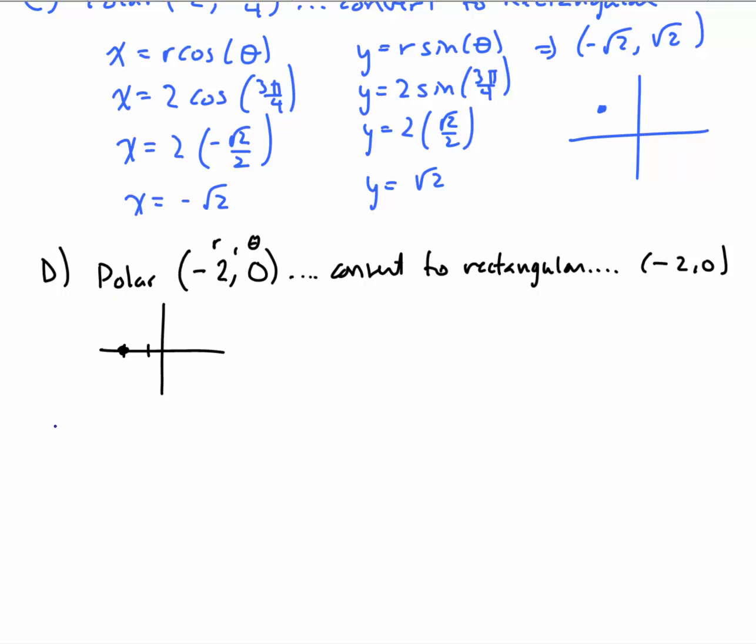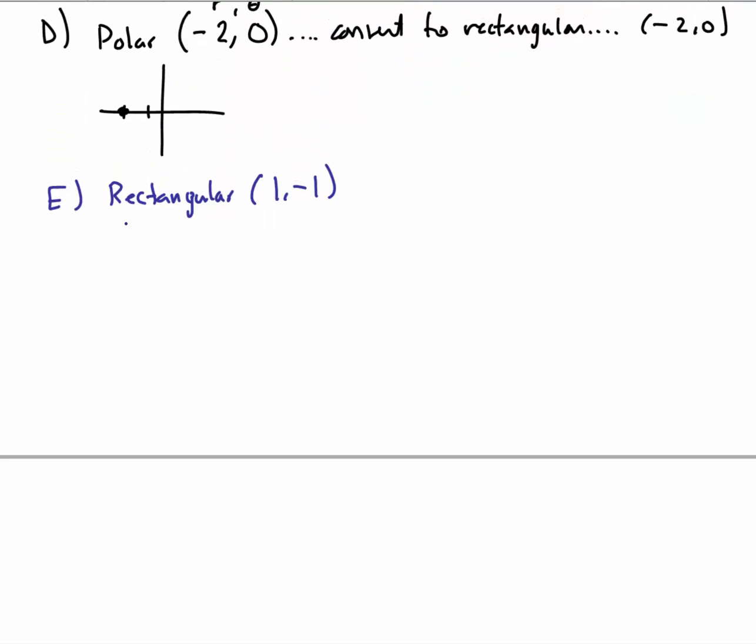Okay, let's go ahead and look at a point E. This is a rectangular point (1, -1). So again, I always like to plot these first just to kind of get an idea where I'm at. We haven't plotted these yet. So this is (1, -1). So it should be somewhere down here in the fourth quadrant.